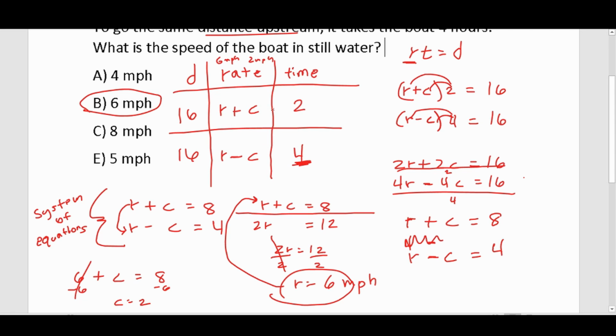So let's go ahead and think about it. Again, we're dealing with distance equals rate times time. In this case, we're going downstream, so our speed is going to be helped by the current. We know the rate is 6, the current's 2, so this is 8. Again, distance equals rate times time. 8 times 2 equals 16, so this checks out. In this case, we know the rate is 6, the current speed is 2. 6 minus 2 is 4. 4 times 4 is 16, so it checks out.